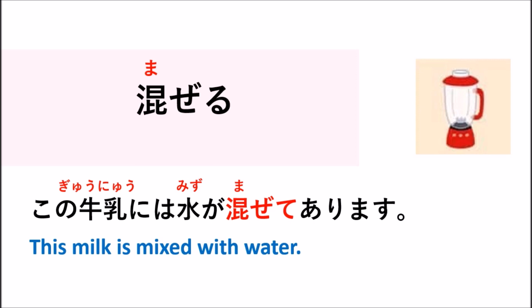Or for another example, you can create a sentence like when you want to make some juice, you can use many fruits. For example, you can use some apple, some orange, right? So you mix them together and you create the new juice. So you can say mazeru. You can say アップルとバナナを混ぜています。which means banana and apple are mixed.